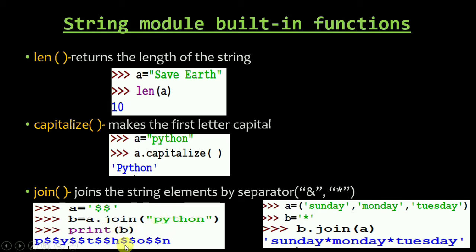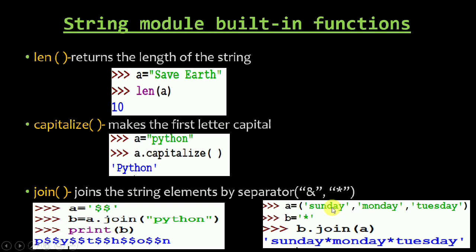So you can see in the output that after each letter, that is P, Y, T, H, O, N, we have P, $, Y, $, T, $, H, $, O, $, N. So you can see in this one that the separator will be applied between every letter in the string. Here we have given only one string. It can be the case that we can give a tuple here also.